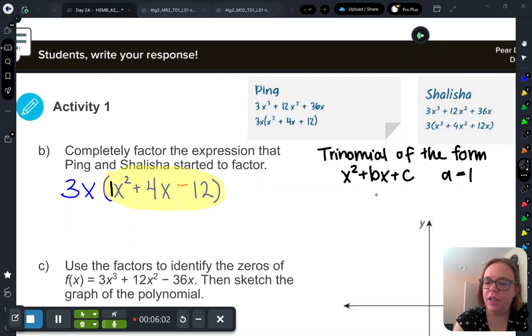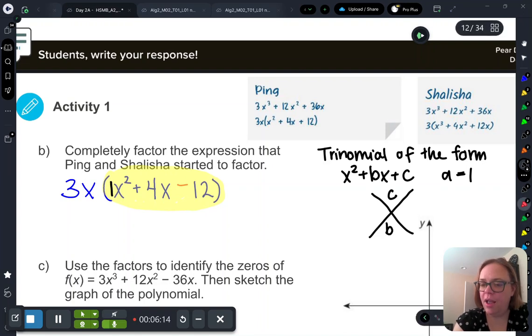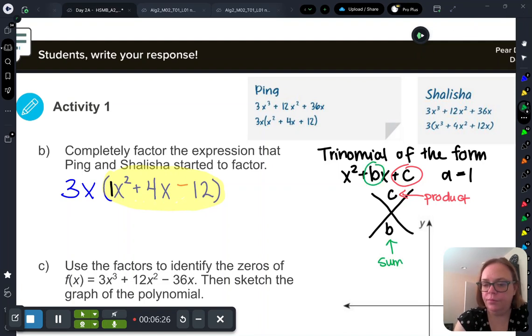To factor these, we do what's called a diamond problem. Well, this is one way to think of it, where we're trying to find a product of c and a sum of b. So c is my product. We want to find 2 numbers that have a product, that means multiplication, of that number. And b is my sum. So let's say I get d and e. Then this factors into x plus d times x plus e.